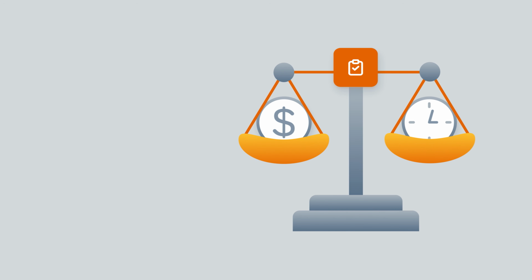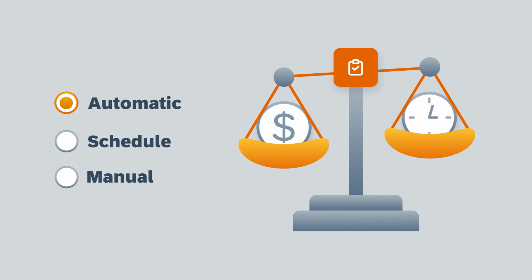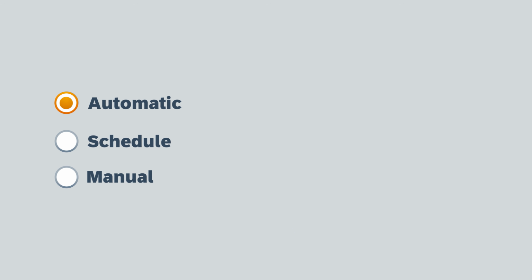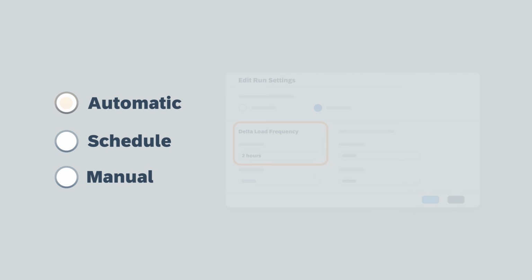You can run your merge tasks automatically, on a schedule, or manually. Running them automatically using the Merge Data Automatically setting in your replication flows keeps your data up to date, but can impact consumption. You can minimize this impact by adjusting the delta load interval at the replication flow level to match exactly how up-to-date your data needs to be, such as every 2 hours.